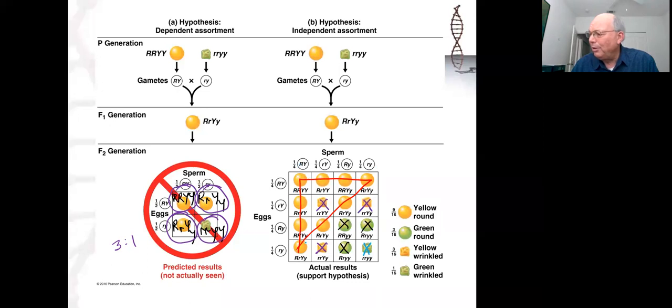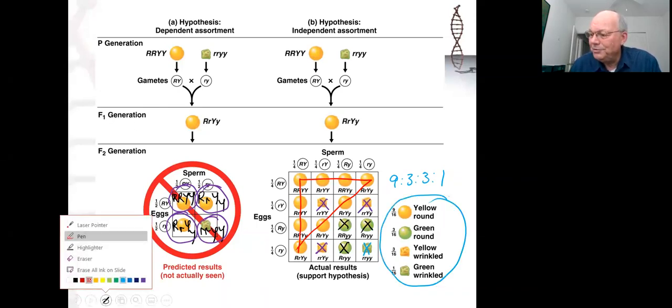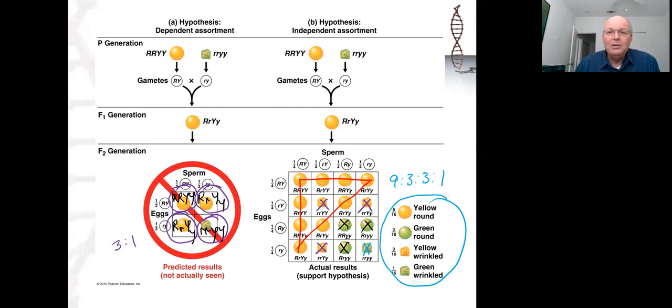So you get 9 double dominant, 3 dominant, 1 dominant and recessive like this, another 3 with the flipped dominant and recessive, and then 1 double recessive. And the ratio is 9 to 3 to 3 to 1. And this is the result that Mendel generated. We actually have his numbers for this one as well. So we know that this is the result that he's got. So it is possible to get all possible combinations.